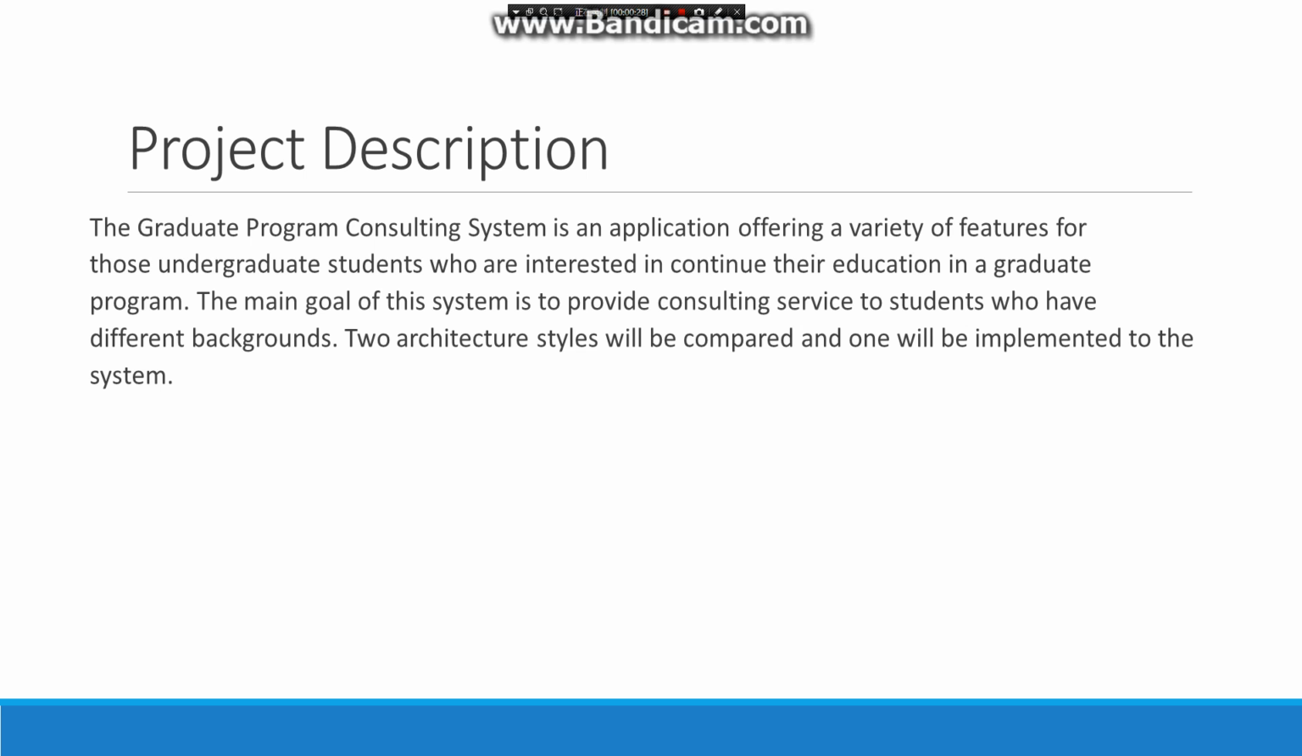A brief project description. Graduate Program Consulting System is an application offering a variety of features for those undergraduate students who are interested in continuing their education in a graduate program. The main goal of this system is to provide consulting services to students who have different backgrounds and different academic levels. Two architecture styles will be compared and one will be implemented in the system.